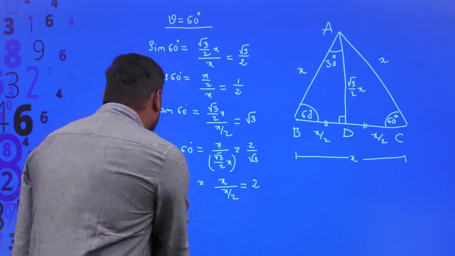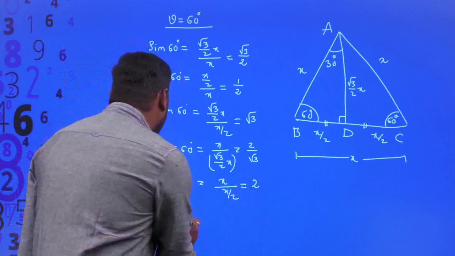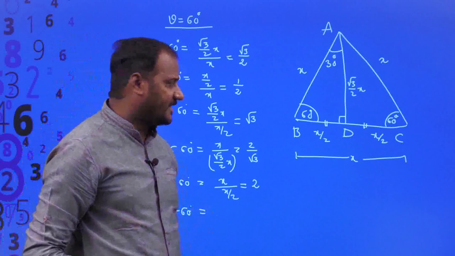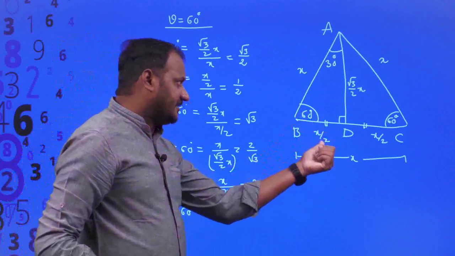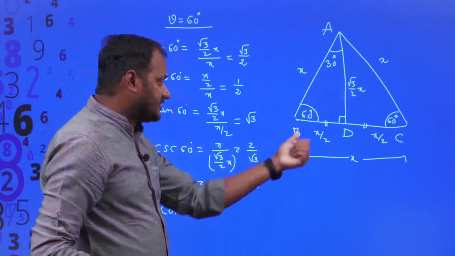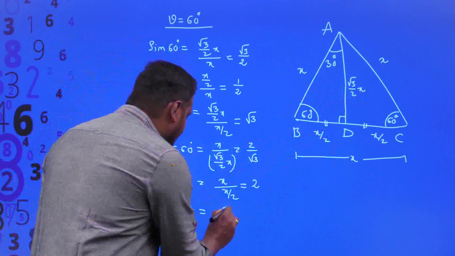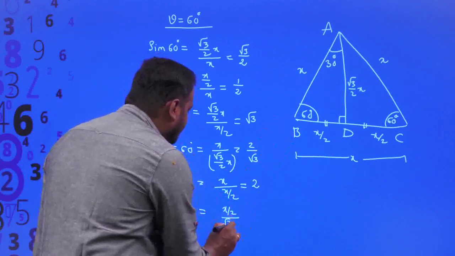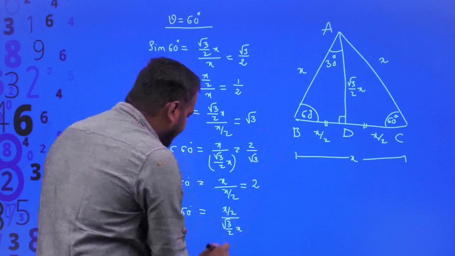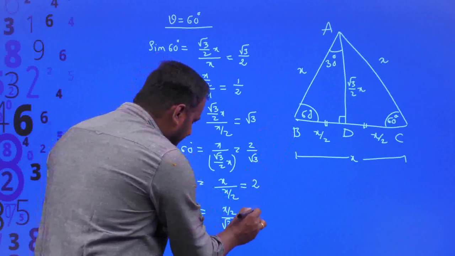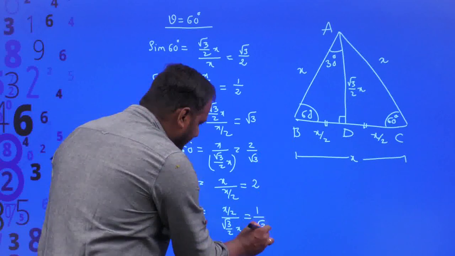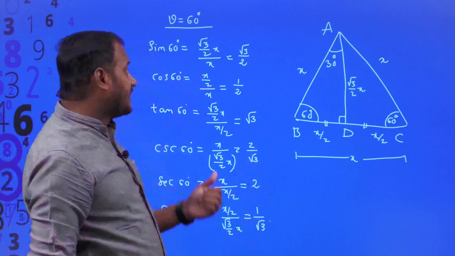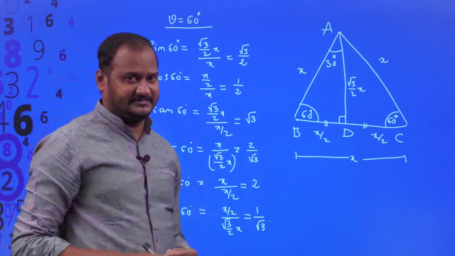And coming to the last trigonometric ratio, that is cot 60 degrees. What is the definition of cot theta? Side adjacent to theta divided by side opposite to theta. So adjacent to theta is x divided by 2, divided by opposite to 60 degrees, that is root 3 by 2 x. Again x by 2 cancel, left with 1 divided by root 3. So these are the 6 trigonometric ratios according to acute angle 60, right?